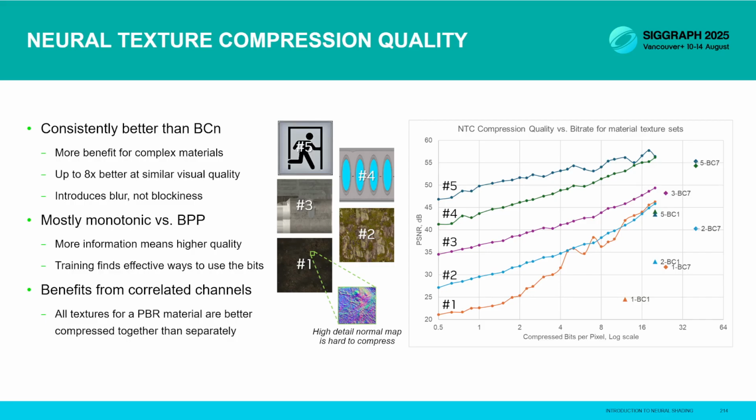Also, NTC compression artifacts have different quality from BC artifacts. NTC introduces blur and loss of detail, while BC introduces blockiness. Arguably, blur is less distracting.